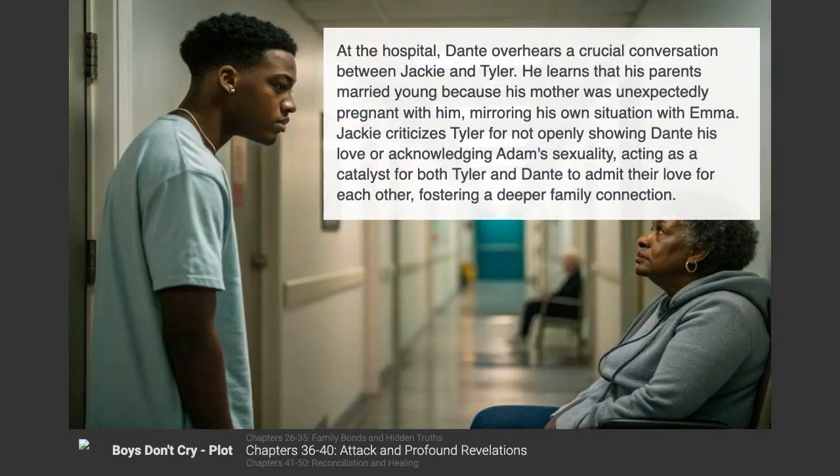At the hospital, Dante overhears a crucial conversation between Jackie and Tyler. He learns that his parents married young because his mother was unexpectedly pregnant with him, mirroring his own situation with Emma. Jackie criticizes Tyler for not openly showing Dante his love or acknowledging Adam's sexuality, acting as a catalyst for both Tyler and Dante to admit their love for each other, fostering a deeper family connection.